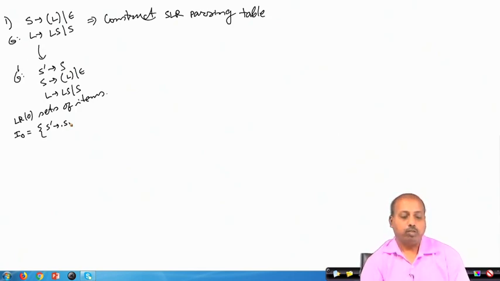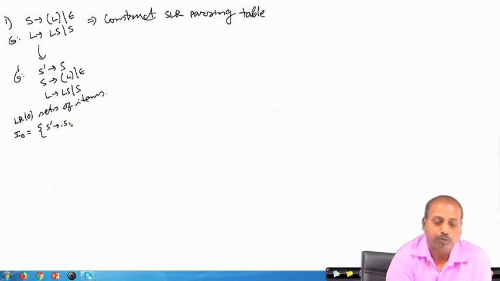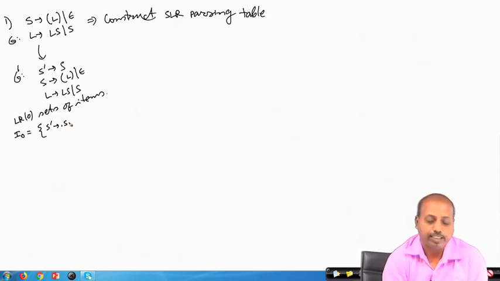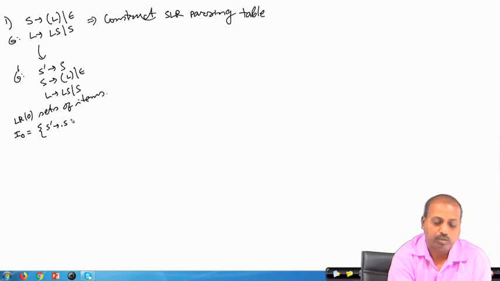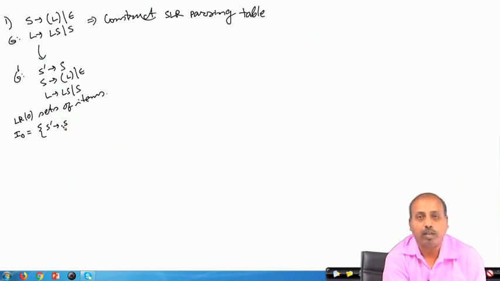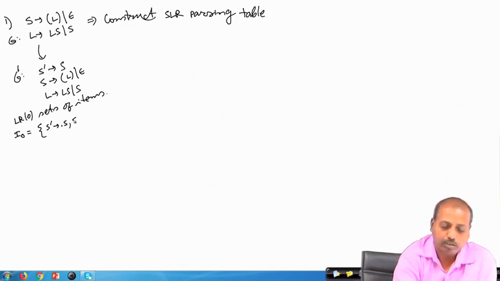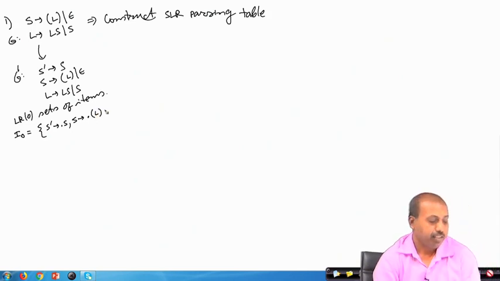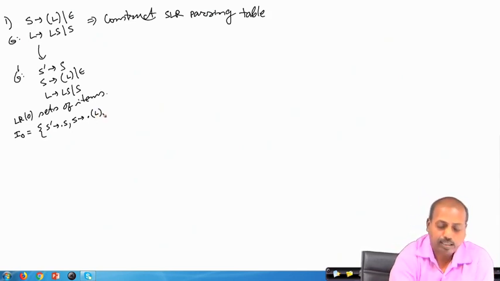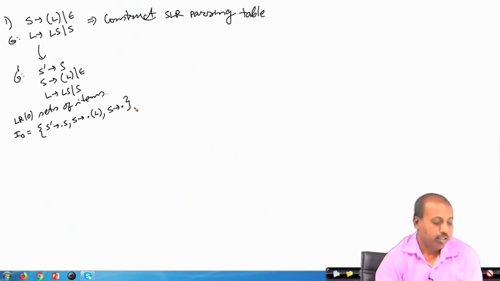For constructing the closure, I have to look for productions where the left hand side is S, because there is an item here where S producing dot S. So, I have to look for productions which have left side as S, and then apply the closure rule. So, this will give me this particular thing as another item, and since S producing epsilon is there, that will give me S producing dot. So, this is the third item. These are the three items that I have constructed.